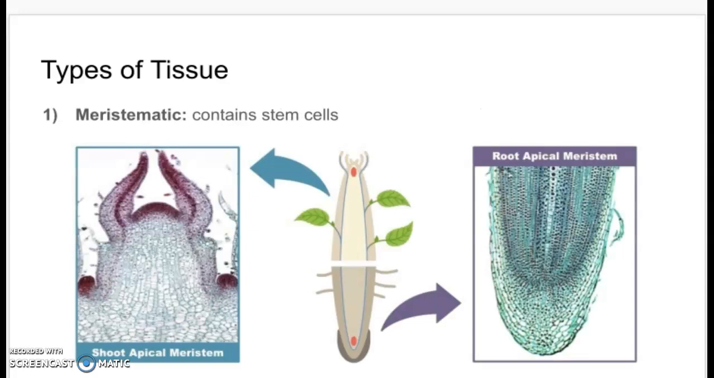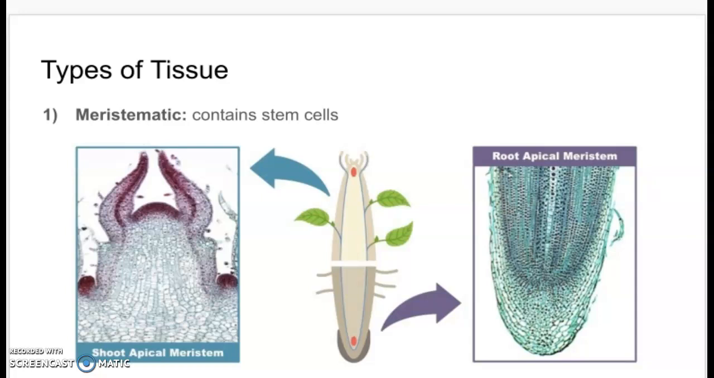So the first type of tissue that you're going to find in plants is called meristematic. Meristematic tissue contains stem cells. Remember, stem cells are cells that can be programmed or made for any type of function. So the meristematic tissue basically allows the plant to make new cells, to develop those cells to grow whatever you want. Usually, you are going to find meristematic cells in new growth.